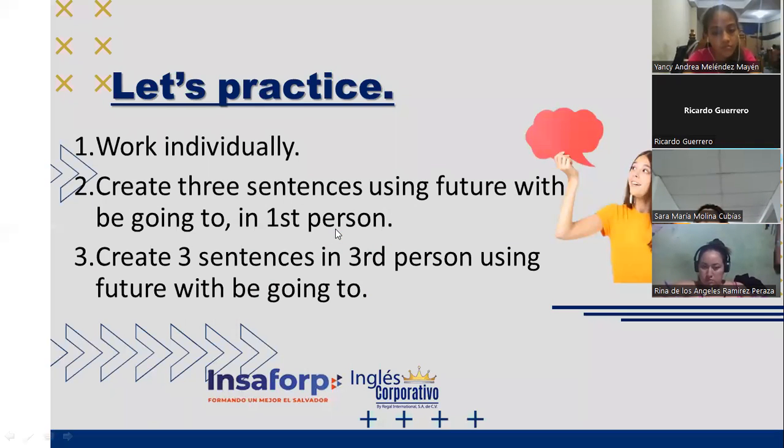Ok. Now, we're going to practice. You're going to work individually and you're going to create three sentences using the structure future with going to, be going to, in first person.